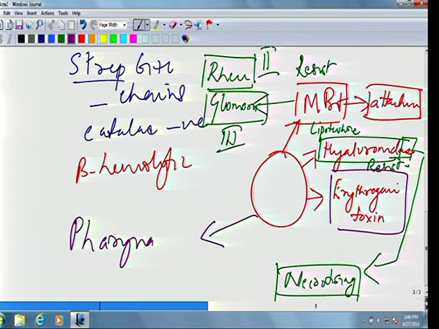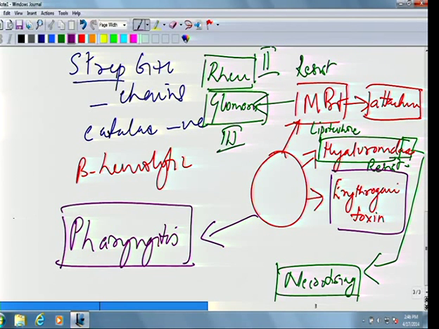Pharyngitis, group A Streptococcus. Which age group? Children, isn't it? Yes, children. So now, how will you recognize a case of pharyngitis? What would be the most common symptom? Throat pain, enlarged lymph nodes, fever, and the child is not refusing to eat. These are common symptoms of pharyngitis.